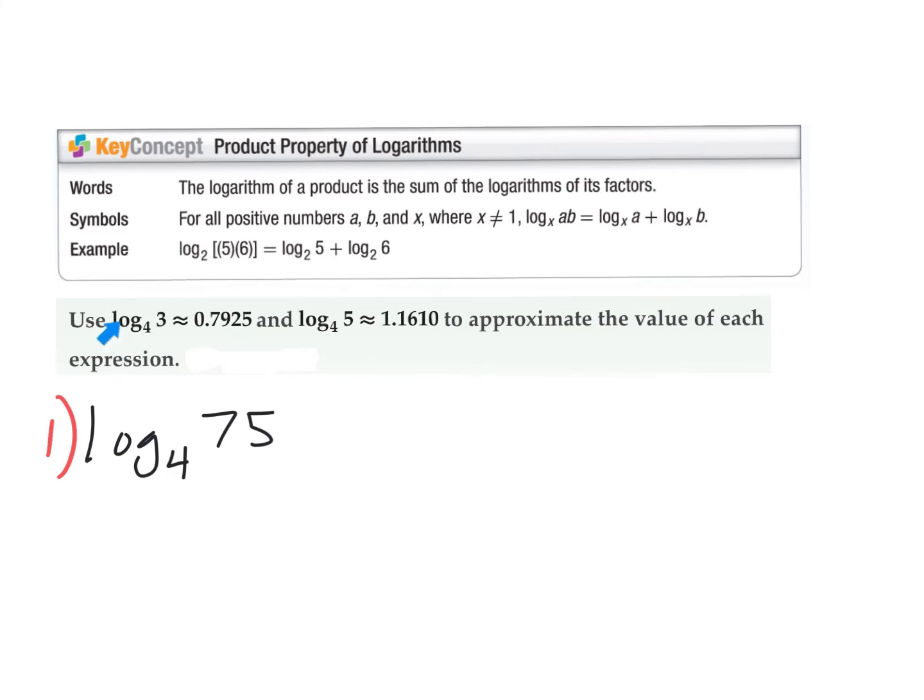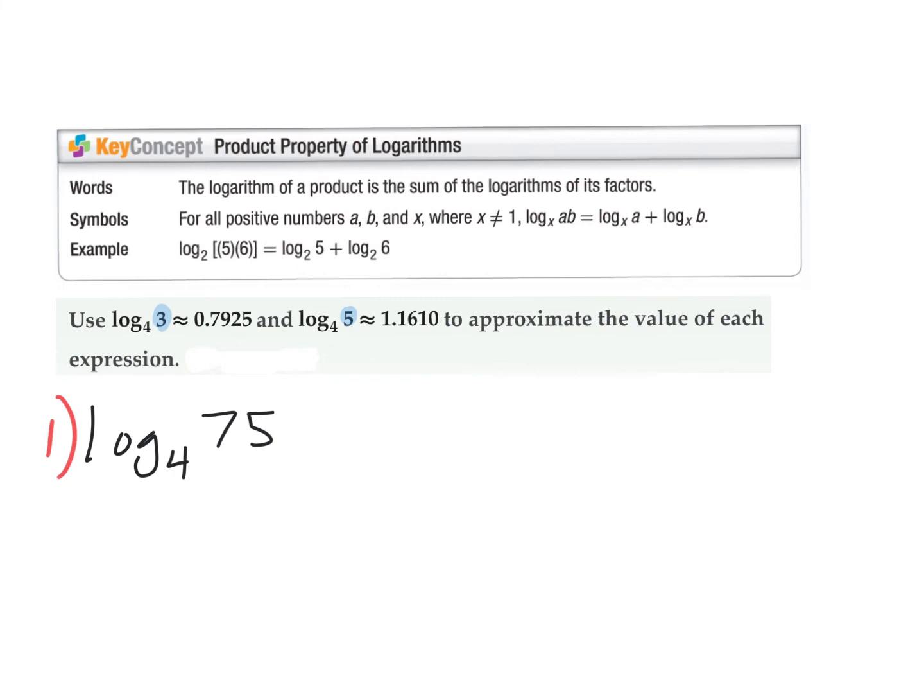These directions tell us that log base 4 of 3 is approximately equal to 0.7925. Log base 4 of 5 is 1.1610. So here's what I have to do in this problem. I have to rewrite 75, and I'm going to ask that you use multiplication. Somehow with 3 and 5, you've got to multiply 3s and or 5s together to get 75.